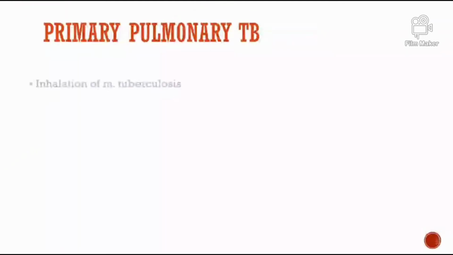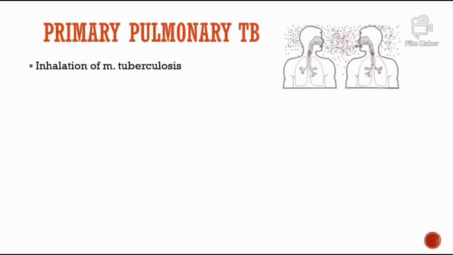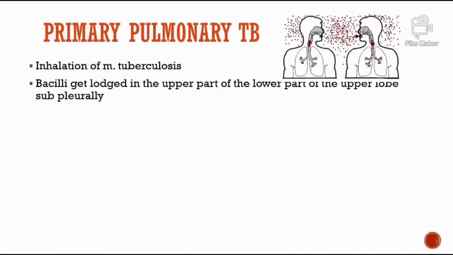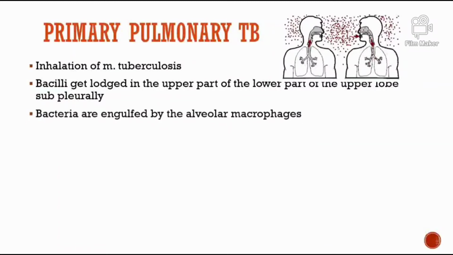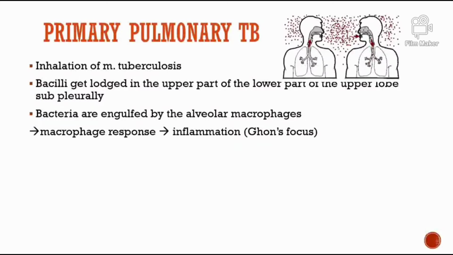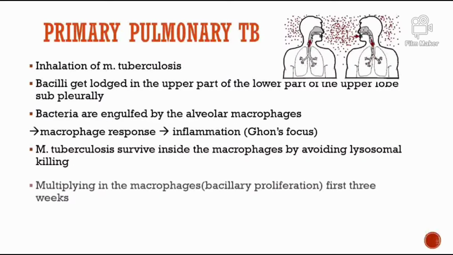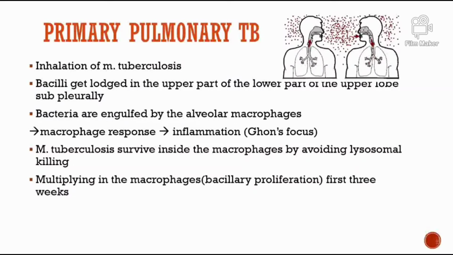So in primary pulmonary TB, the inhalation of Mycobacterium tuberculosis, a bacillus, gets lodged in the lower part of the upper lobe, subpleurally. Bacteria are engulfed by the alveolar macrophages. Then the macrophage response causes inflammation, and it is termed the Ghon focus. Then the Mycobacterium tuberculosis survives inside the macrophages by avoiding lysosomal killing. Then it multiplies in the macrophages, also called bacillary proliferation, within the first 3 weeks.